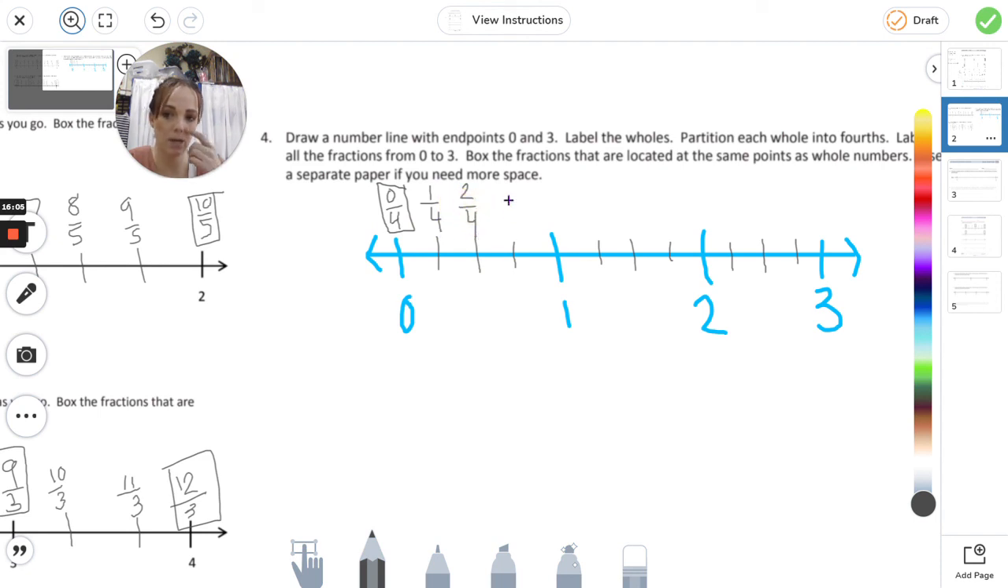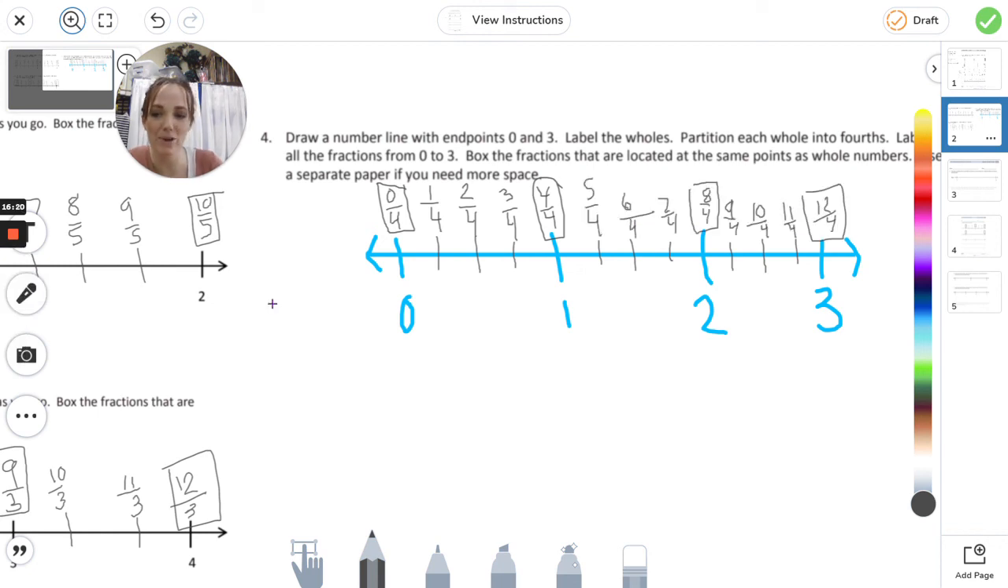I'm going to pause my video. You're going to keep working. And we're going to see if we match. So pause me, finish this problem, and then let's see if we match.